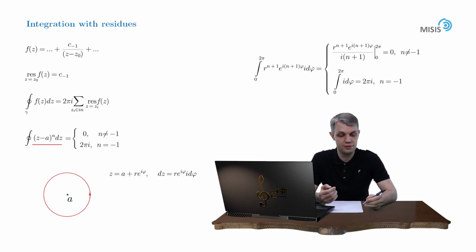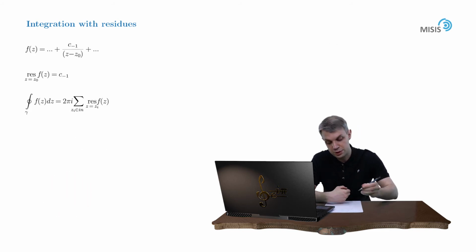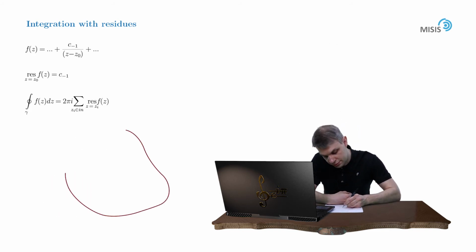And now back to the residue theorem. Well, suppose we have an arbitrary closed contour gamma, passed, say, in the counterclockwise direction. And let's position some singularities of our function inside this contour.